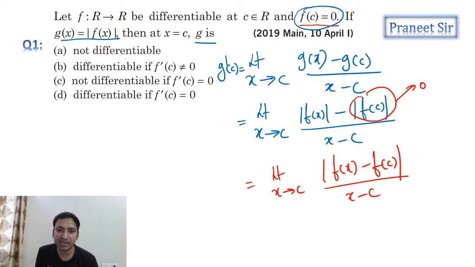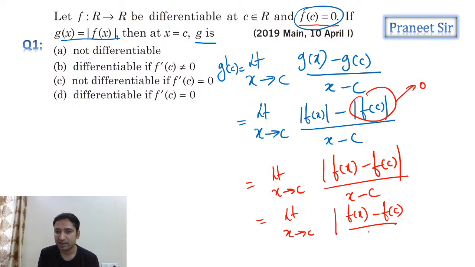And clearly we can say that limit x tending to c, I can take this x minus c under the mod. Why? Because x minus c is anyway positive only, so I can say that mod of f of x minus f of c by x minus c. So this is nothing but f dash c only.